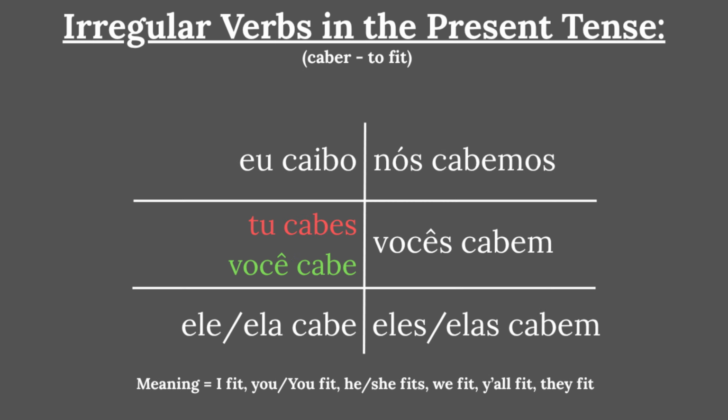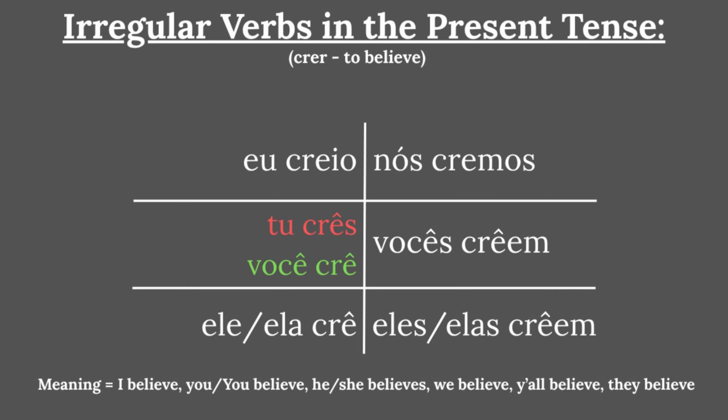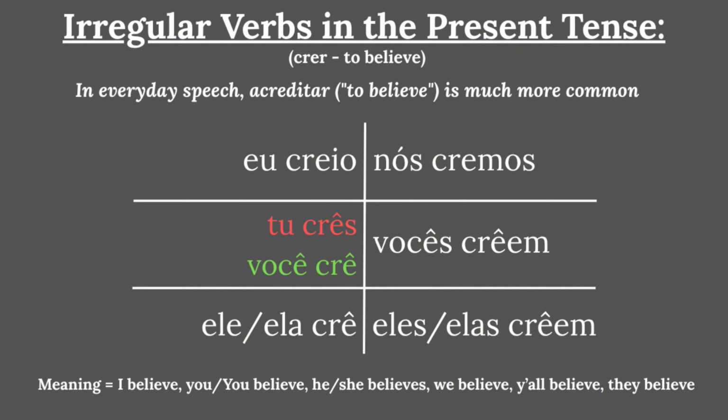Another verb is caber, to fit. Caibo, cabes, cabe, cabemos, cabem. The only unusual word here is caibo, which gains an extra letter in eu. A different verb is crer, meaning to believe, but this verb is a little formal. In daily speech, the verb acreditar is more common. Creio, crês, crê, cremos, creem. Here, creio gains an extra letter, and most conjugations receive a circumflex accent.